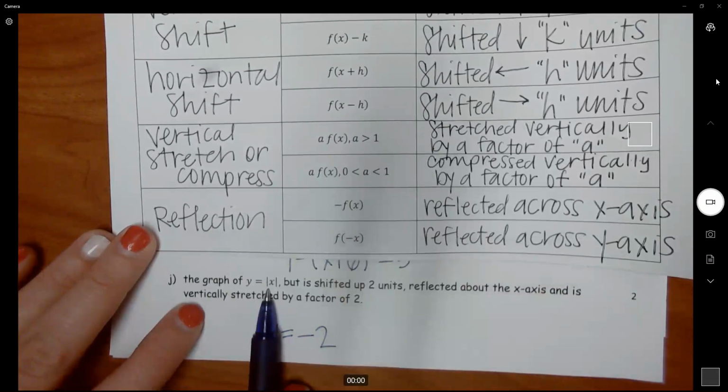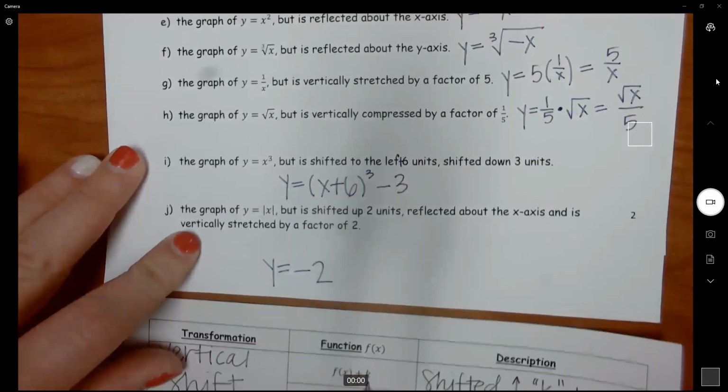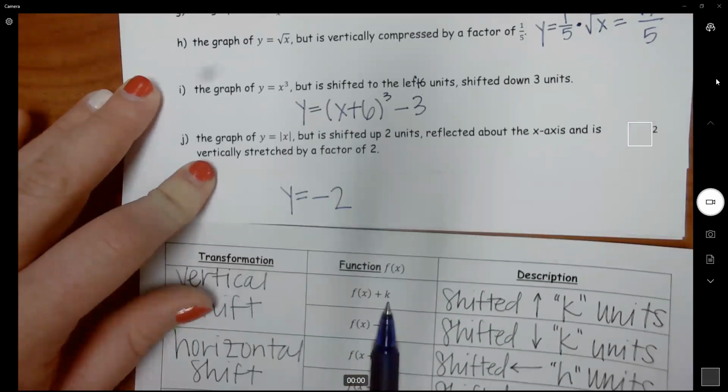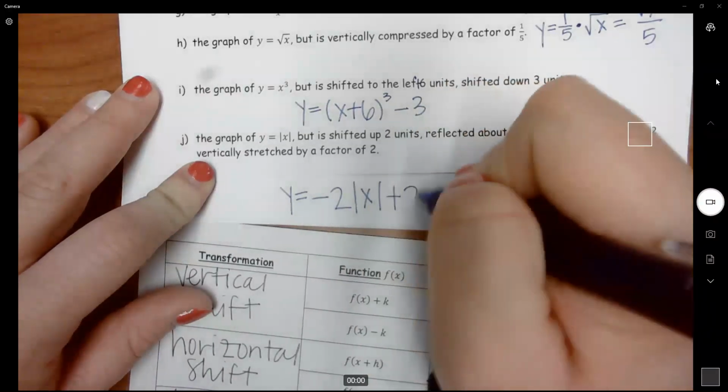And now we have the absolute value of x that is shifted up 2. When it is shifted up 2, that goes outside. So this is negative 2 times the absolute value of x plus 2.